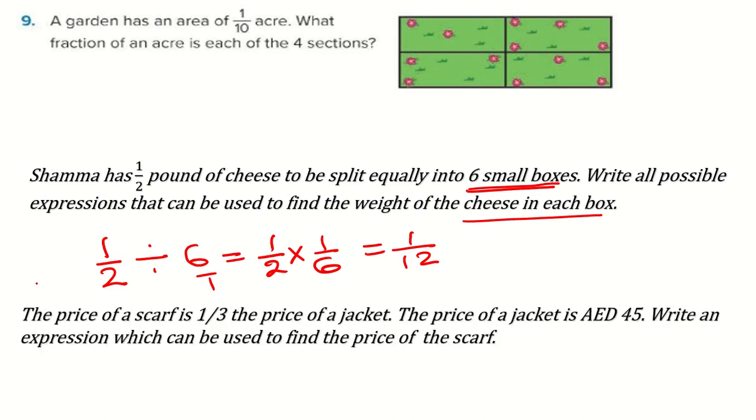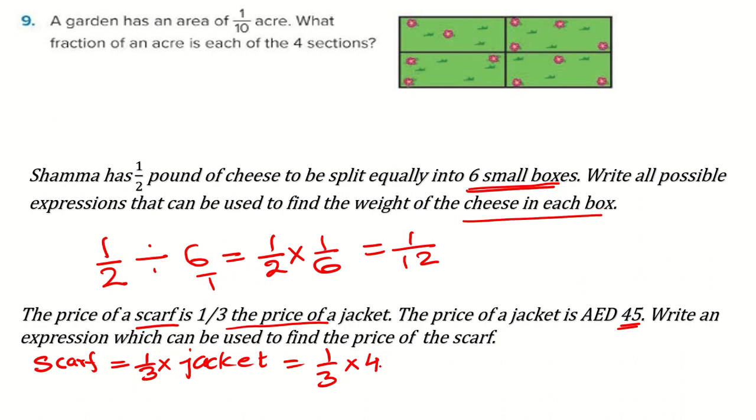Next question can be: the price of a scarf is 1 over 3 the price of a jacket. Now see what expression you can write. Just read the question in small parts and make the equation. So scarf is equal to 1 over 3 times jacket. What is the meaning of "of" in price? It means multiply. Now the price of a jacket is 45, so in place of jacket you will write 45. Then write an expression which can be used to find the price of the scarf. So this is the expression.